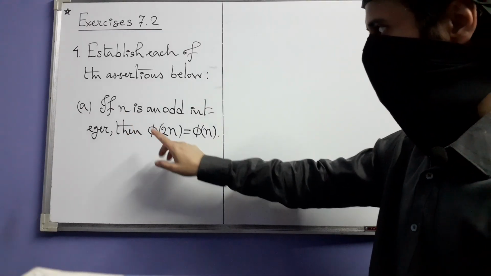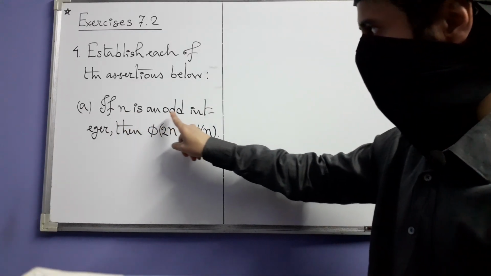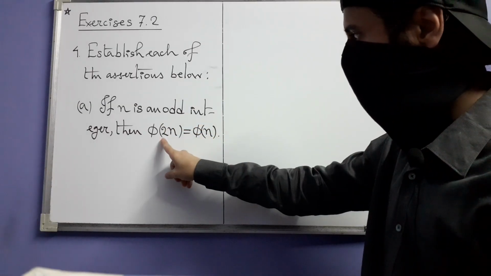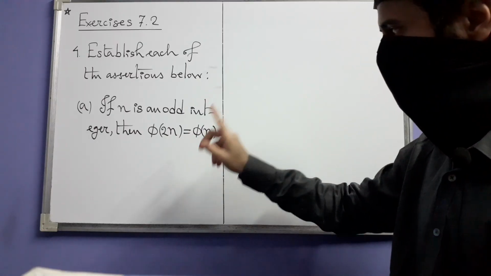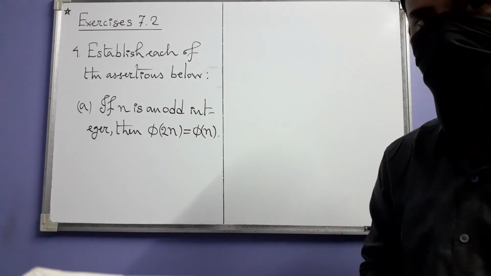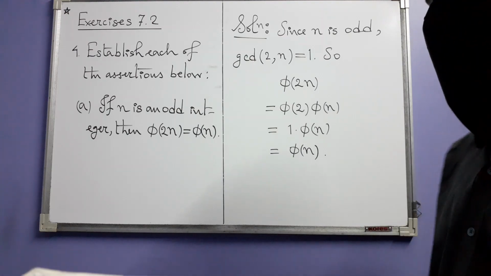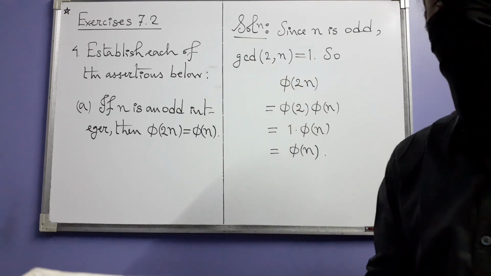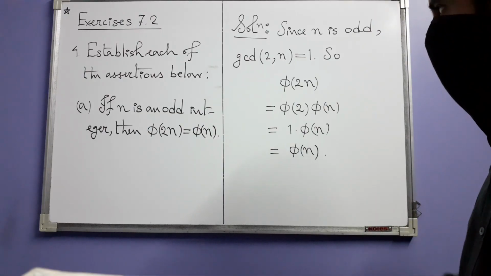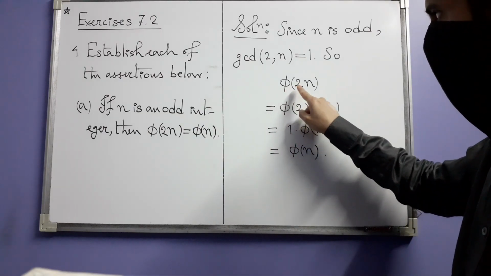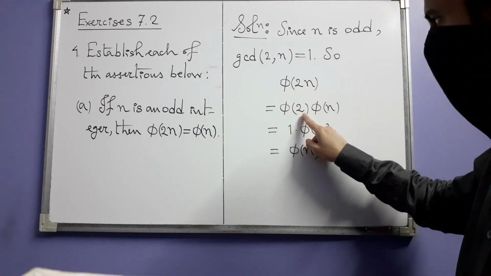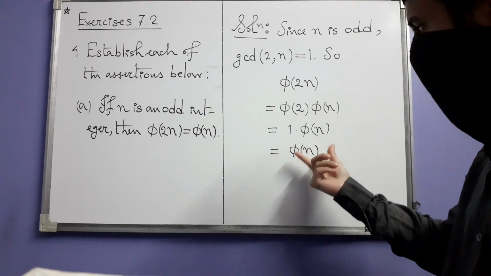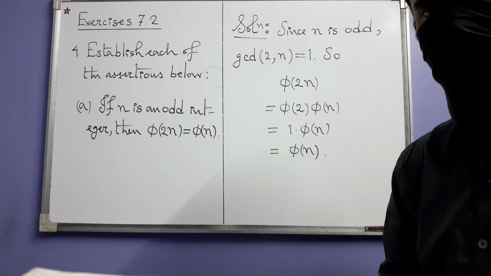This is the first one, where we have to prove that if n is an odd positive integer, then the phi value of 2n equals the phi value of n. The solution is pretty easy because n is odd, so the GCD of 2 and n will be equal to 1, and that is why, since phi is multiplicative, phi of 2n will be equal to phi of 2 times phi of n. Now phi of 2 obviously is 1, so that's how you are getting phi of n.